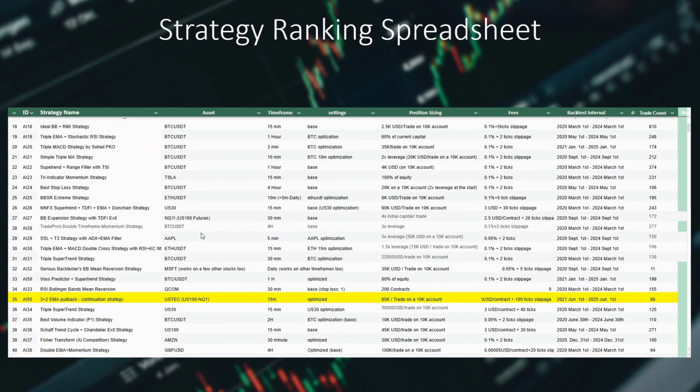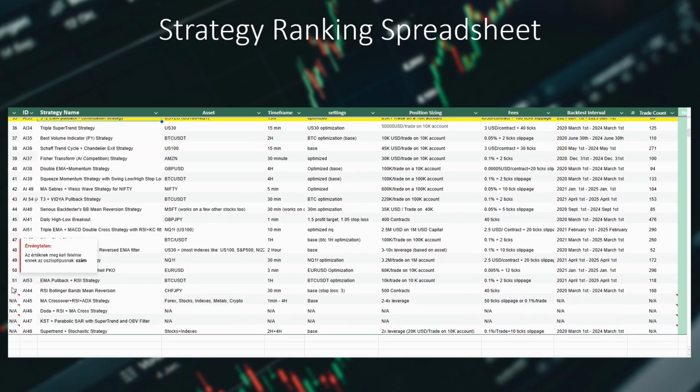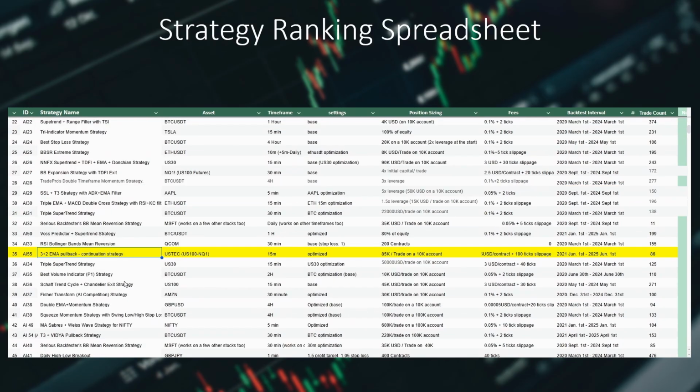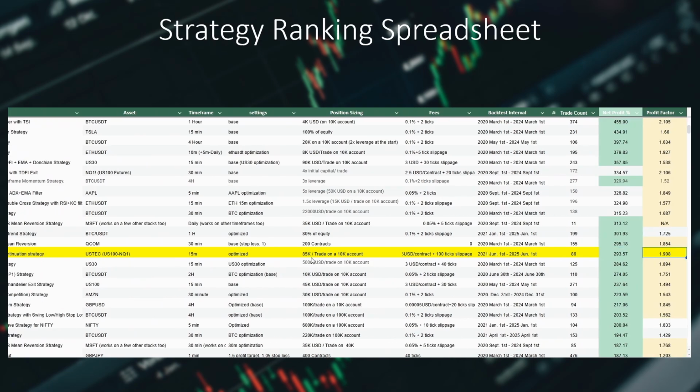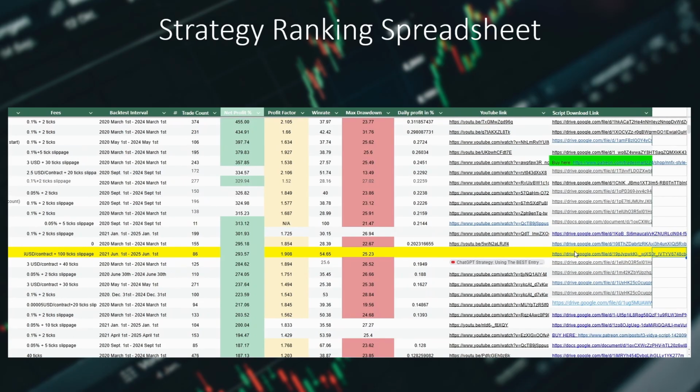And today's strategy is the 3+2 EMA Pullback plus continuation strategy, and it took the 35th place out of the around 50 strategies that we tested so far. So again, in this spreadsheet you can find all the details of the backtest. Here's the net profit, the profit factor, the win rate, and the maximum drawdown. And at the end, here you can find the download link of the strategy script, and I will paste the YouTube video link here too.